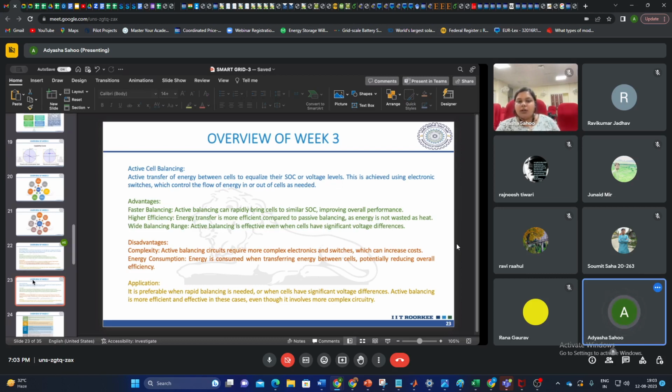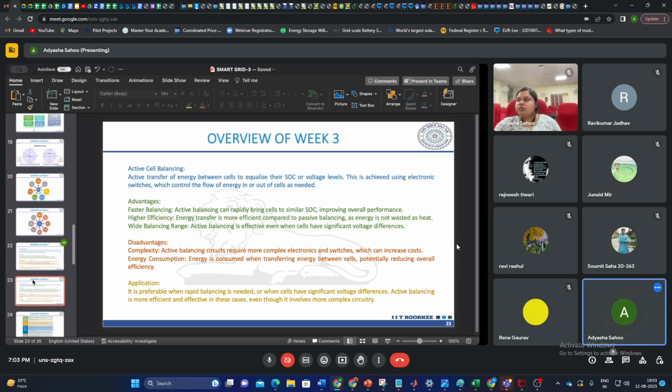So active cell balancing is preferred in the cases where we need rapid balancing of the cells, like when we quickly need to balance the cells and when the cells have higher differences between the voltage levels. So active balancing is more efficient and effective in these cases.